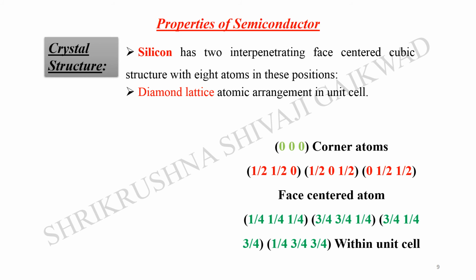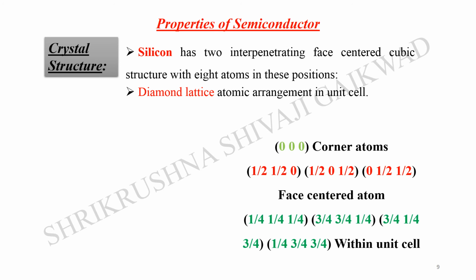So face centered atoms are situated at positions such as half half 0, meaning this is something like the xy plane where z is 0. Wherever the coordinate is 0, that plane is the position. So the next atom is on the xz plane, and the last atom is on the yz plane.